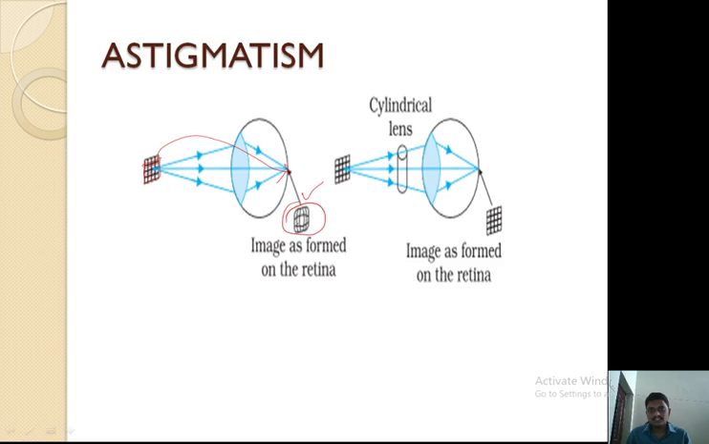The actual object is like this. You can see a drum or pin cushion shaped object like this. This can be corrected by using a cylindrical lens.